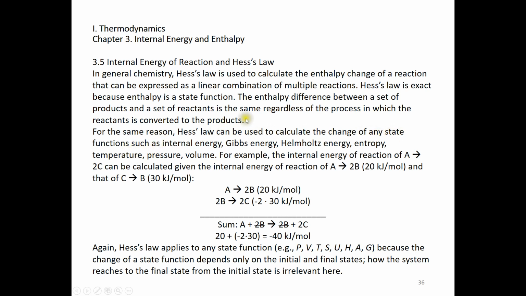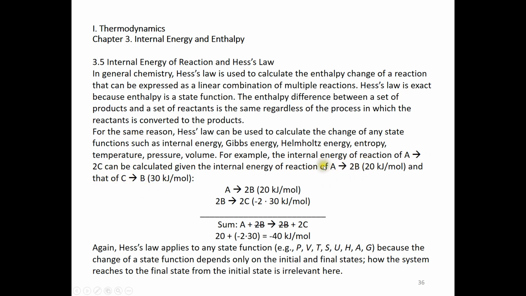For the same reason, Hess's law can be used to calculate the change of any other state functions. It does not have to be enthalpy, because internal energy is a state function, G and A are state functions, entropy is a state function, temperature, pressure, volume are state functions. Actually, Hess's law can be used for all these other state functions. For example, the internal energy of reaction of A to 2C can be calculated given the internal energy of reaction of A to 2B and then from C to B.